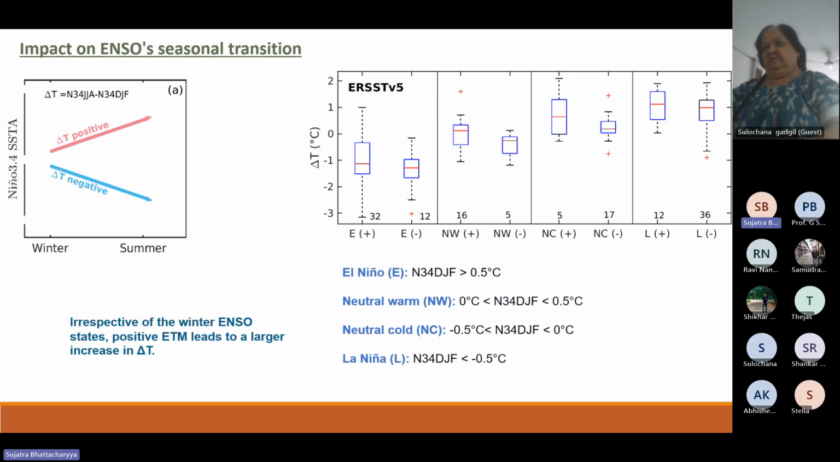So what we did is that we divided all the years based on the winter SST anomalies. If your Niño 3.4 in winter is greater than 0.5, it is El Niño. If it is somewhere between 0 and 0.5, it is neutral warm, and so on and so forth. We classified into 4 broad categories, right? And each category is further divided into 2 categories depending upon the phase of the ETM.